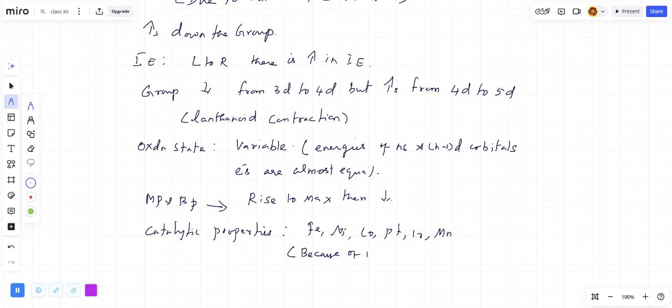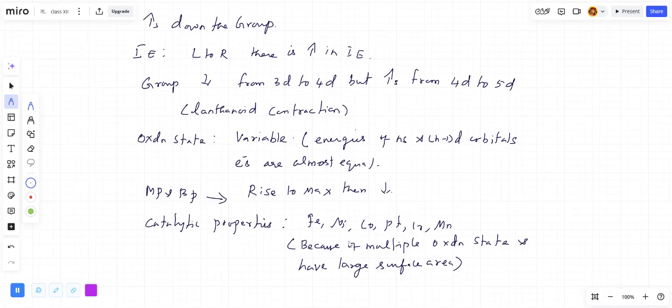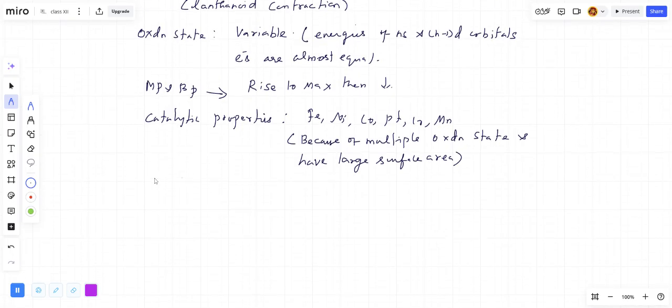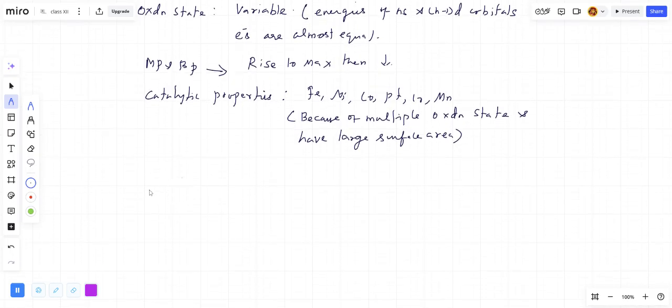Because of multiple or variable oxidation state, they have large surface area. That is the reason all these metals act as catalysts. So that is the catalytic property.